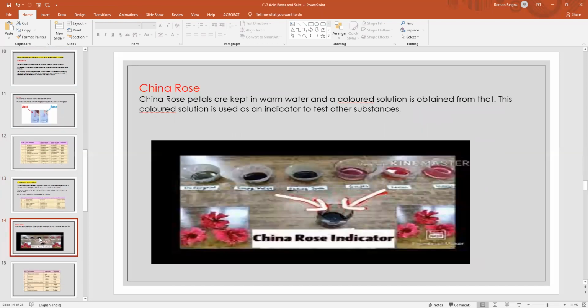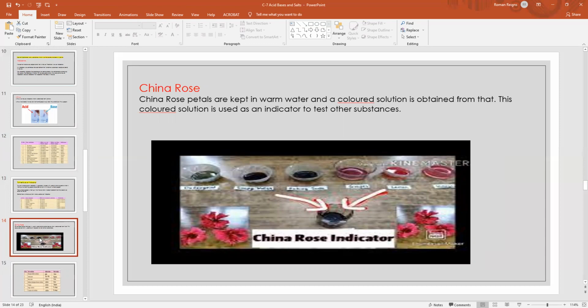Okay, the next indicator is the China rose indicator. What is the China rose indicator? To make it, we take China rose petals and add them to warm water, and after leaving them in the warm water we get a solution of it. The colored solution is actually the indicator.